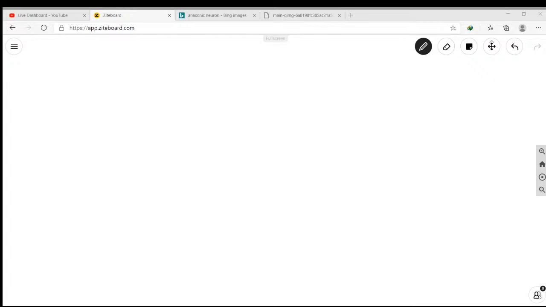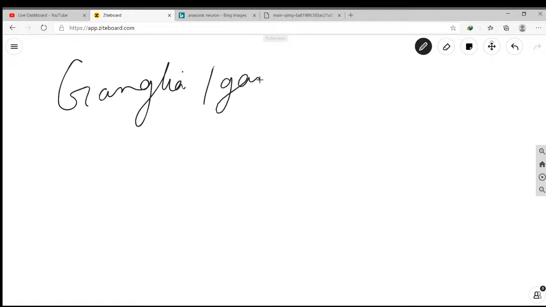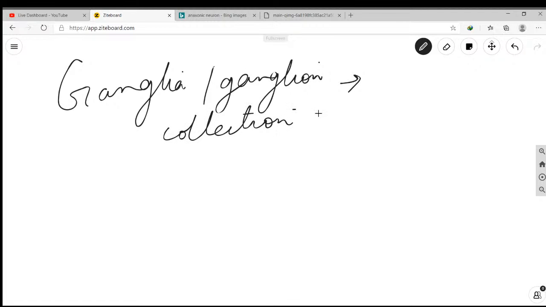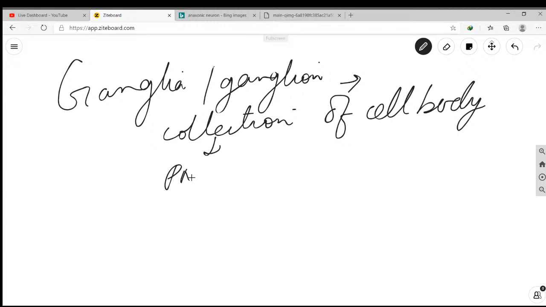Now, motor neurons and sensory neurons. Sensory neurons, or afferent neurons, form the afferent division of the peripheral nervous system. I had told you in the last class that the cell bodies of sensory neurons are located in the peripheral sensory ganglia. Ganglia means collection of cell bodies, ganglia plural or ganglion singular. That is the collection of cell bodies in the peripheral nervous system.